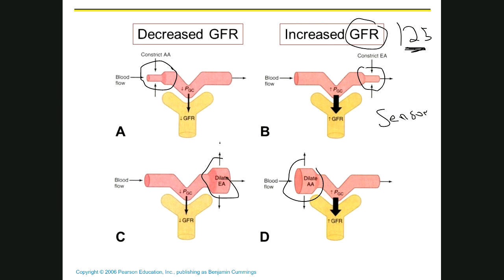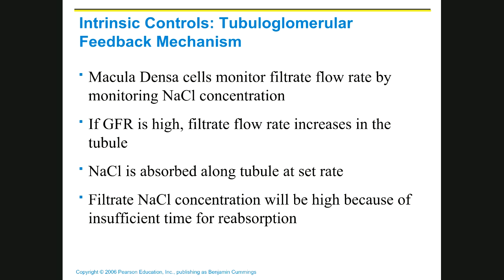Well, the sensor is actually found in the macula densa cells. So remember, the macula densa cells are in the distal convoluted tubule. So if we just straighten out our nephron, it would look something like this. Here's my proximal convoluted tubule. Here's my loop of Henle. And here's my distal convoluted tubule right here.